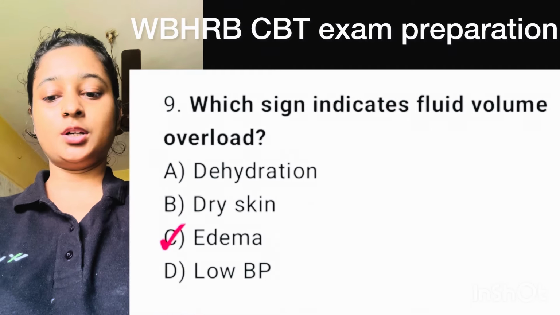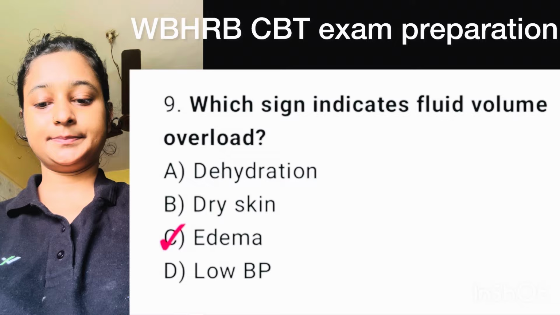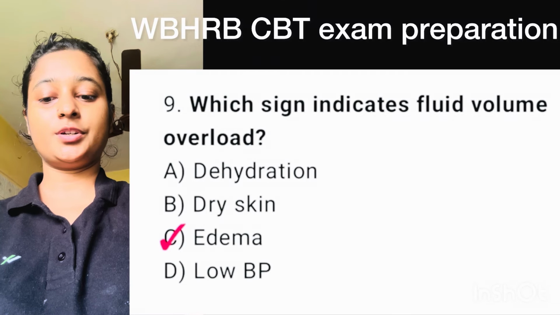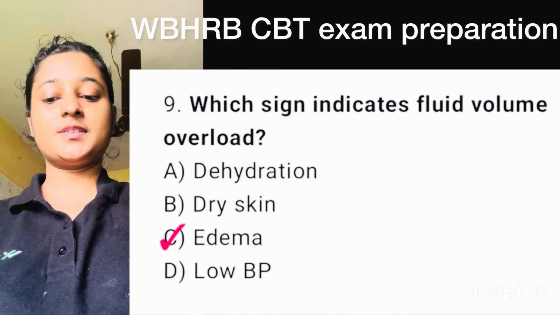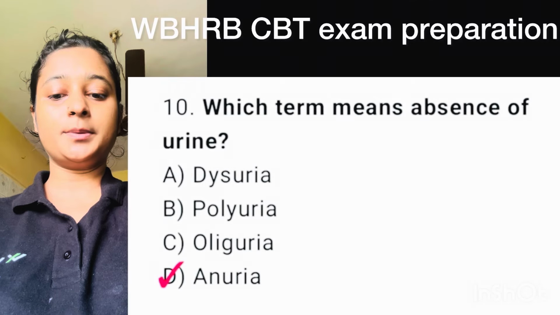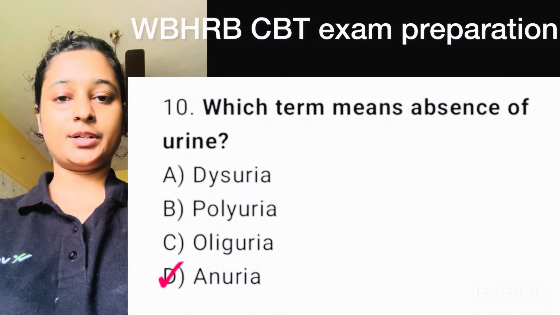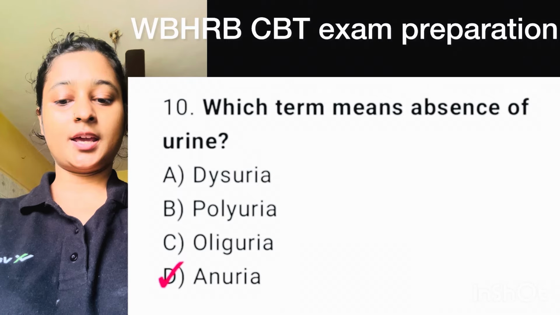Question number 9. Which sign indicate fluid volume overload? Here, correct option is option C, edema. Question number 10. Which term means absence of urine? Here, correct option is A, urea.